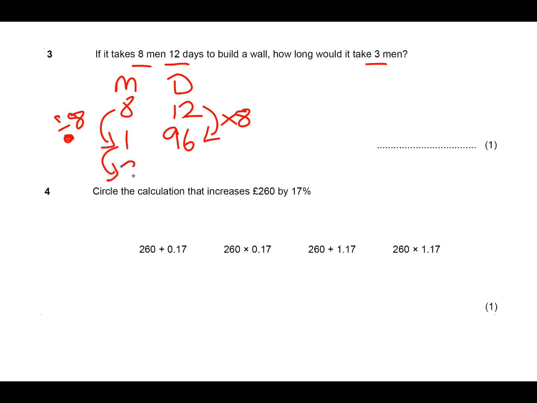So now we've got what 1 man can do. Let's look at 3 men. So if we go from 1 to 3, we've multiplied it by 3, which means on this side, we need to divide by 3. So 96 divided by 3 on our calculators gives us 32 days as our answer. So we're here, 32 days being the unit.